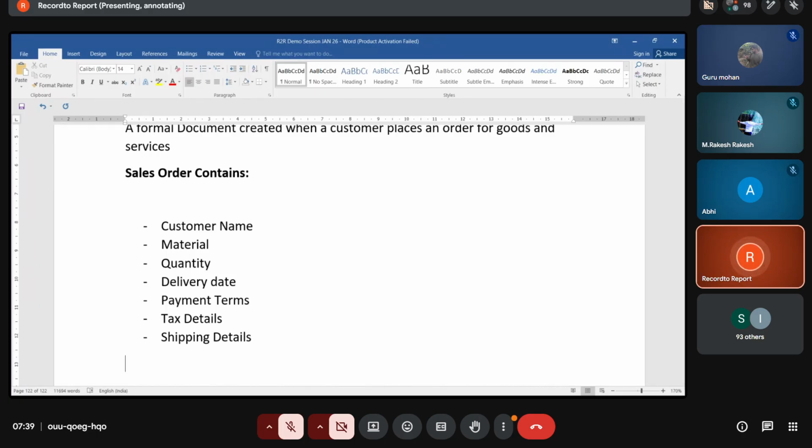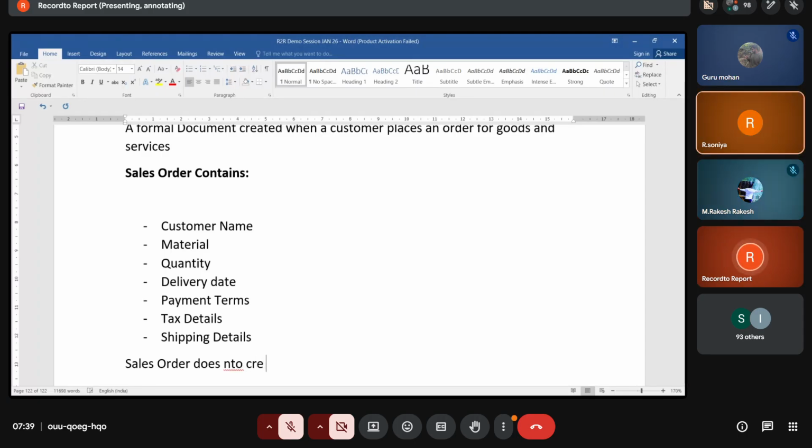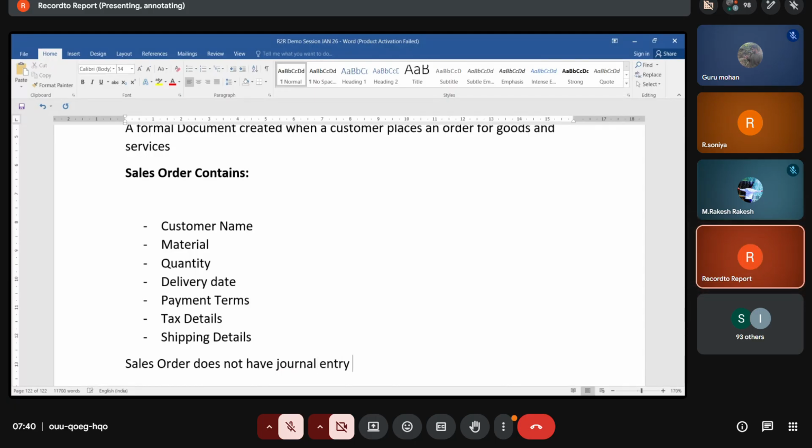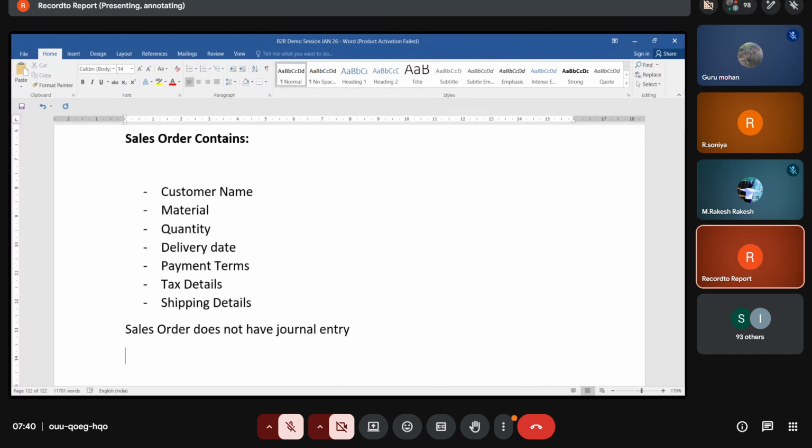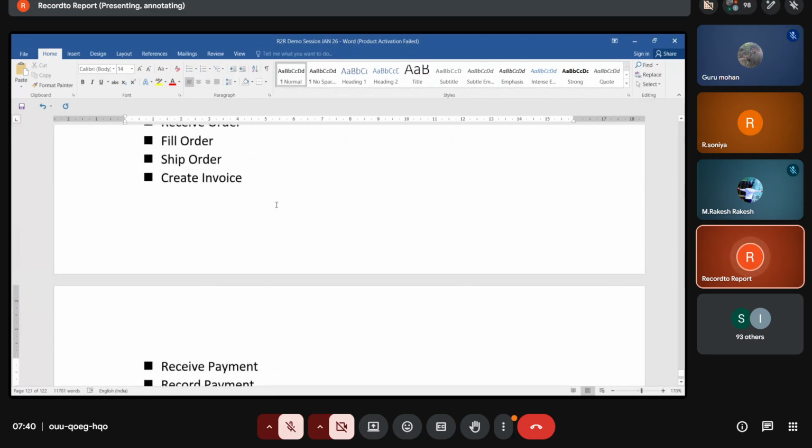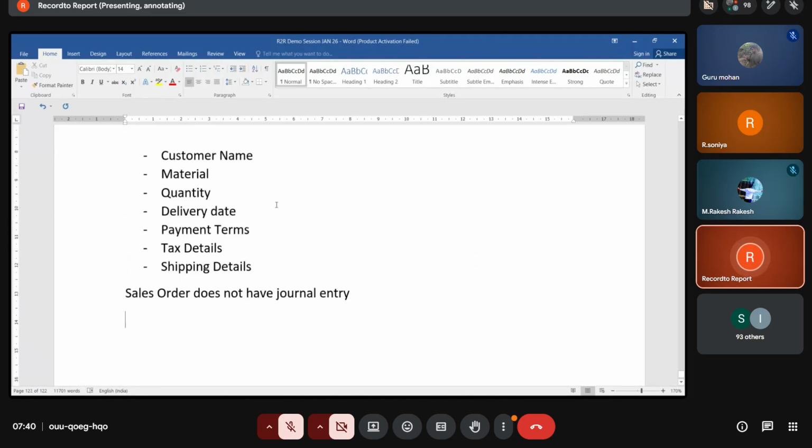So an important thing: sales order does not have a journal entry, guys. You understand? So sales order does not have a journal entry. Okay, so this is about the sales order, guys. Order received. So the next is fill order.